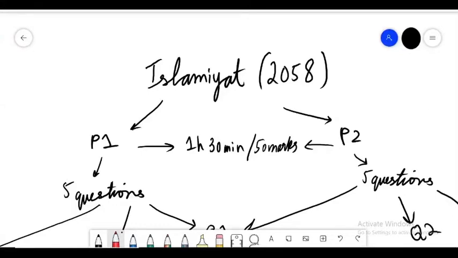Hi guys, so in this video I'll be talking about the paper pattern of O-level Islamiyat, and the code for that is 2058. If you didn't know, Cambridge gives out a code for each of the syllabuses that it offers, and for O-level Islamiyat it's 2058.